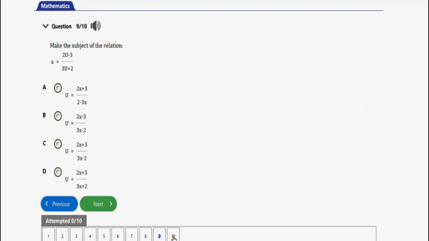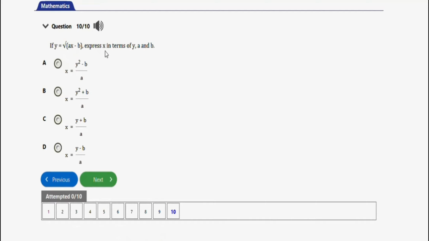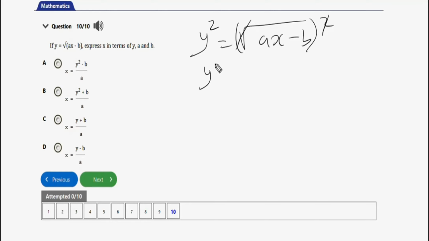So the last repeated question will be this one. It says if y equals this, express x in terms of y, a and b. So we have to make x the subject of the formula. So we have y equals square root of ax minus b. Okay, so we need to square both sides to remove the square root. So when you square both sides, this square cancels this square root. So we now have y square equals ax minus b.